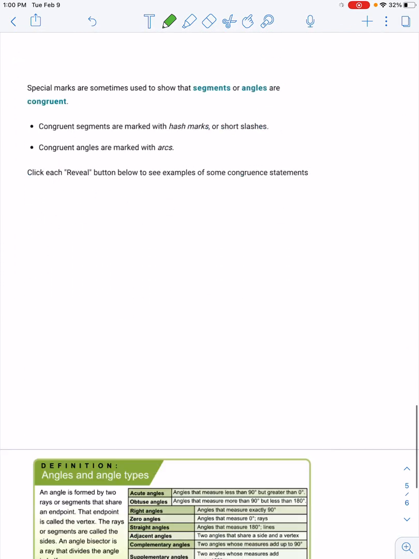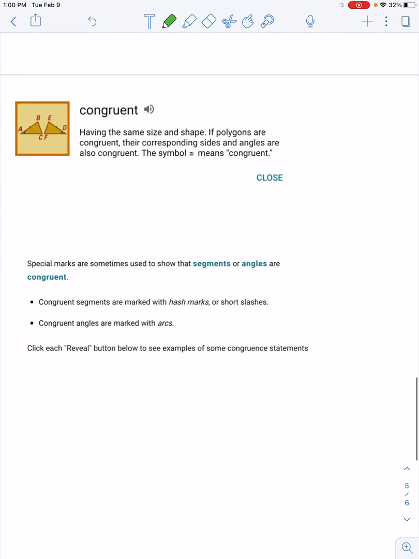All right, last thing, and then it'll summarize. Congruent. So this is a huge definition for overall in geometry. We're going to talk about this word a lot. So two things are congruent if they are the same size and the same shape. That's the important part. So have the same size and the same shape. If polygons are congruent, their corresponding sides and angles are also congruent.